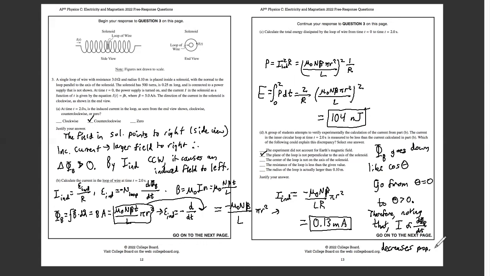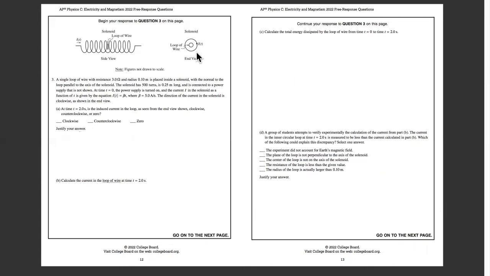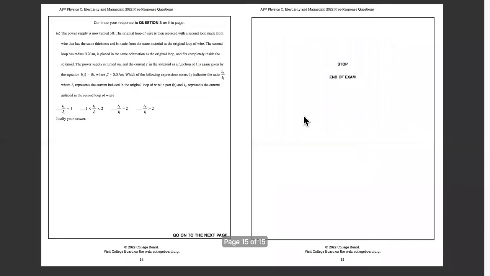All right, and so that is it for that page. We just have one more part left, and this last part is actually pretty simple. It's a little bit anticlimactic given that it's on its own separate page right here, but let's go ahead and take a look at it. For this last part, we're told about the power supply being turned off. It's a lot of reading again. All it boils down to is you have a second loop that is twice the radius of the first one, and everything else is the exact same. How does the induced current in the new wire compare to the induced current in the first wire? The answer is that the ratio is going to be greater than 2. In fact, the ratio is going to be 4.